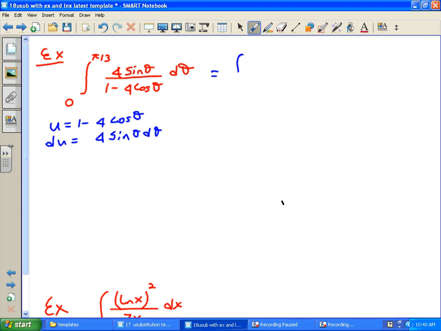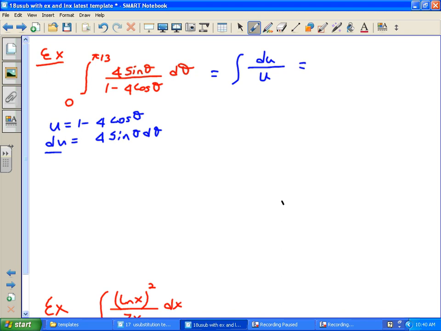So when I go back to this integral, I'm going to hold off on the limits for now. The bottom is what we call u. And luckily, the top is exactly what? du, right? 4 sine theta d theta, that's exactly the same as du. I don't have to solve for anything. It's right there in front of me.